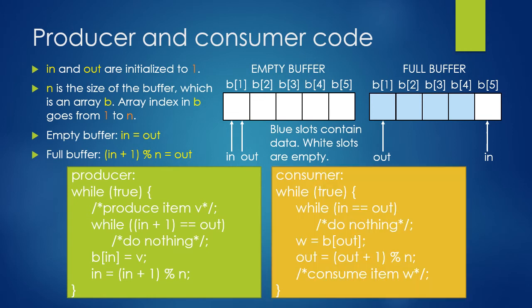The consumer proceeds in a similar fashion, but must make sure that it does not attempt to read from an empty slot. If in and out point to the same slot, the buffer is empty. Each time the consumer takes data from a buffer slot, it increments the variable out. Out points to the slot in which the consumer will do its next deletion.